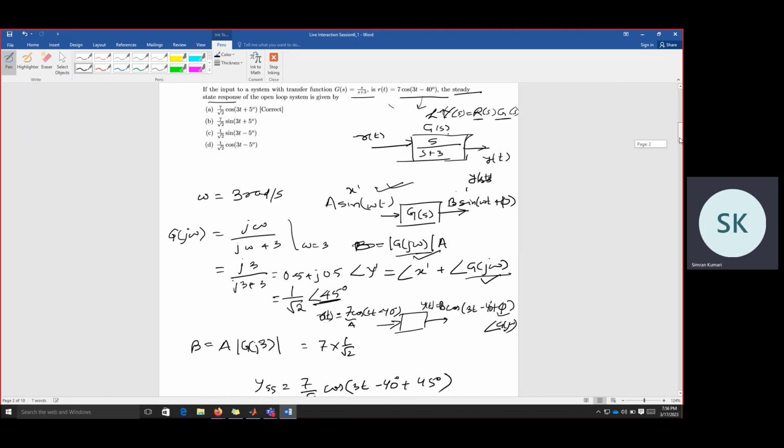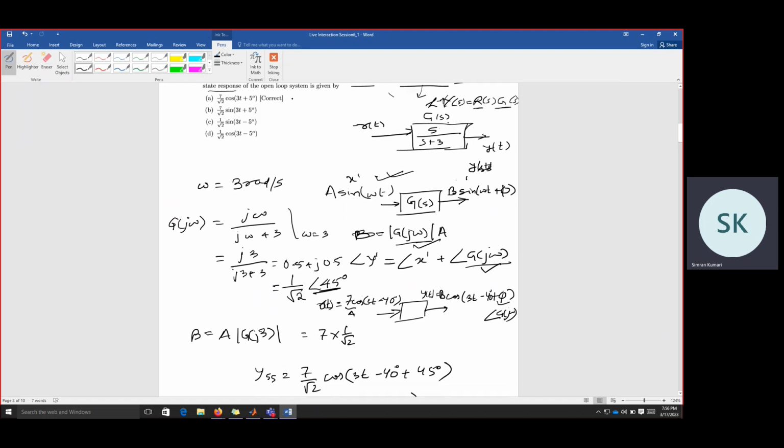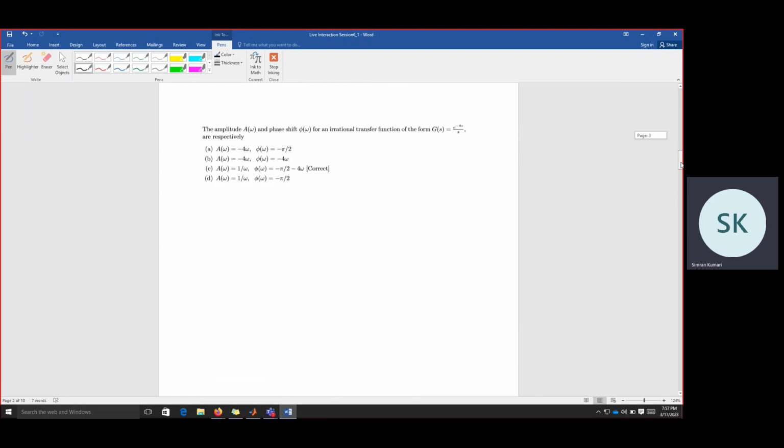Now let us see. We have got this answer. So this is an application of the concept of frequency domain analysis of a system: when a sinusoidal input is applied to a linear LTI system, the output is a sinusoid with the same frequency, and only the magnitude and phase change. Okay, so let us proceed to the next question.